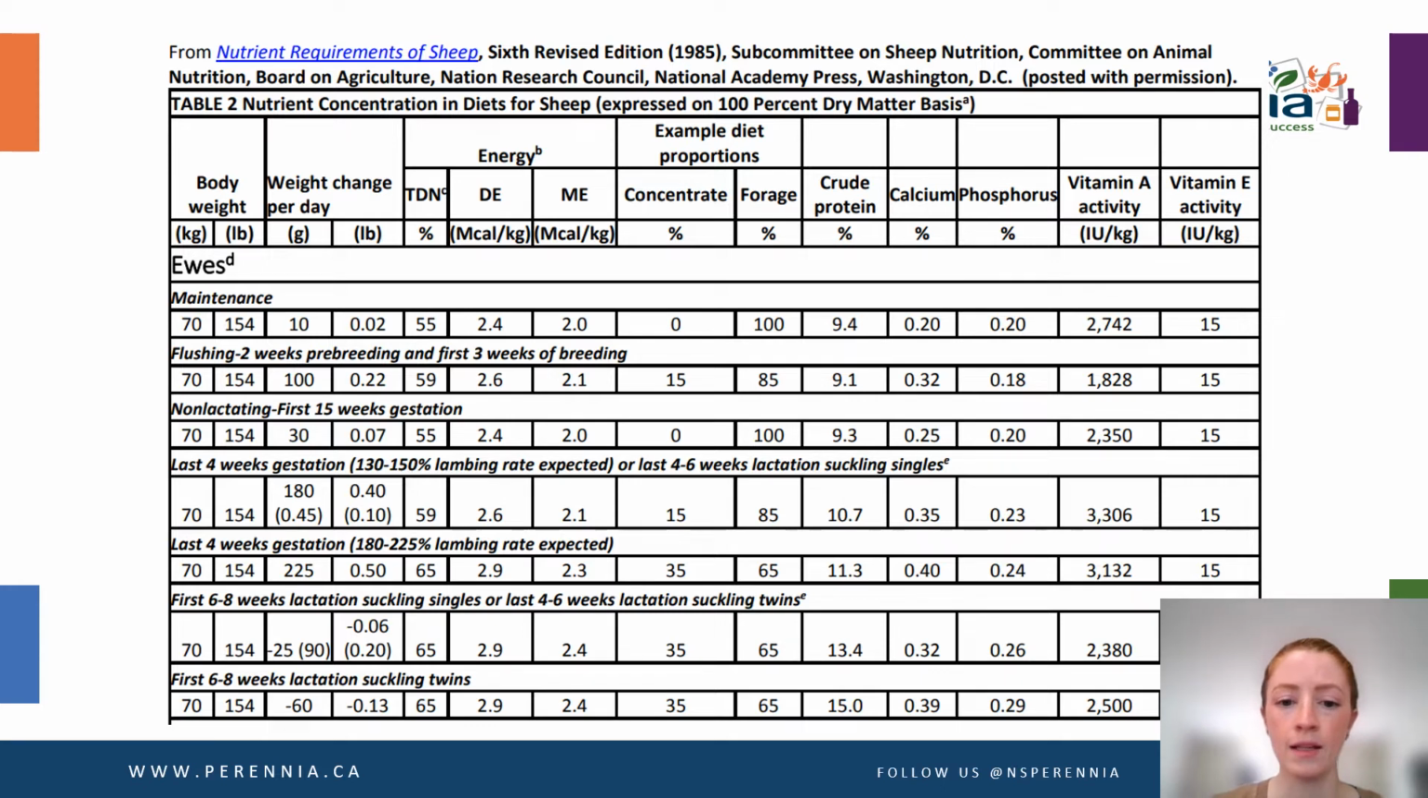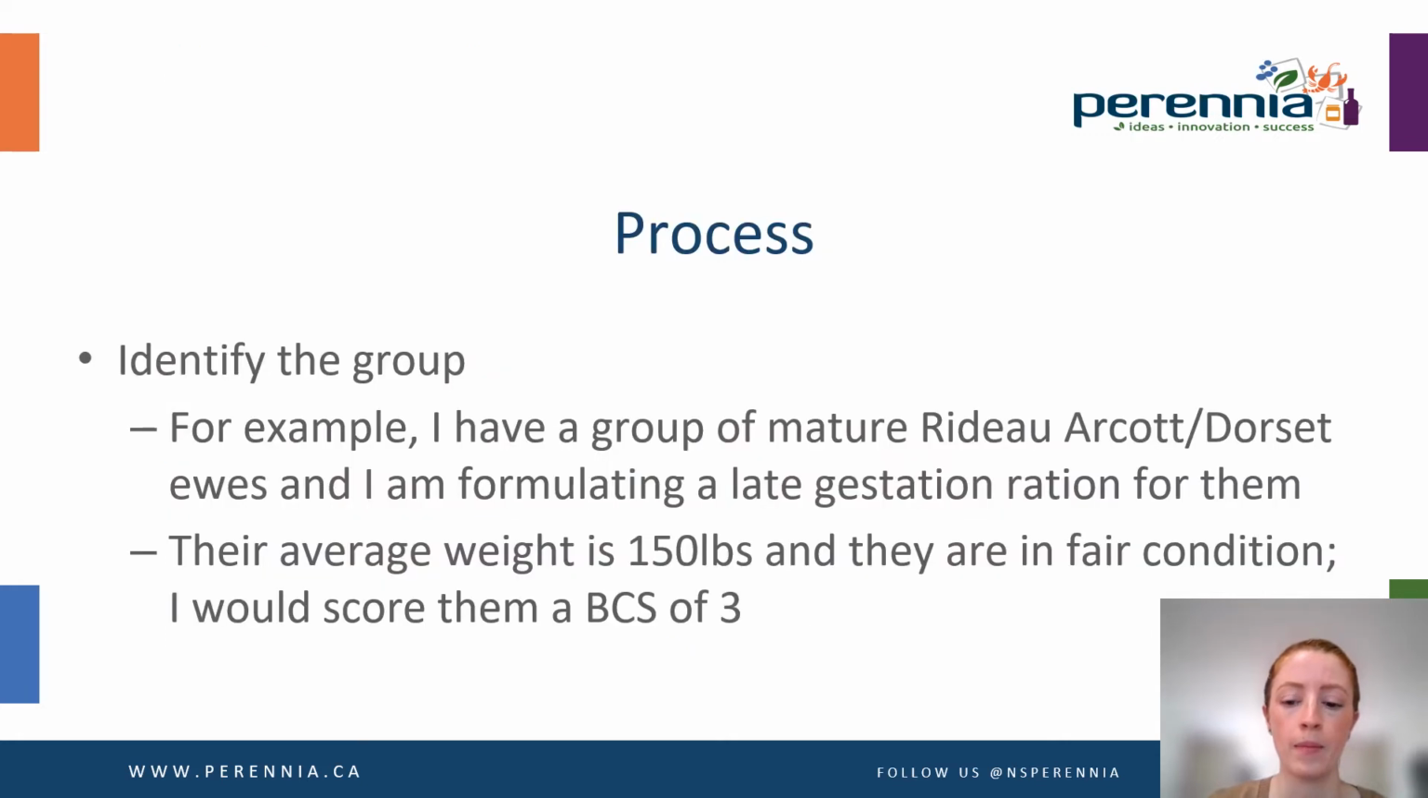So again, these numbers can seem kind of overwhelming at first when you're first looking at it. But once you know what you're looking for, it's very easy to use. So the process of figuring out how much I'm actually going to need to supply to my animals, the first step is to identify the group. So I'm going to pretend that I've got a group of mature Rideau Dorset crossbred ewes, and they're in their late gestation, and that's the ration that I want to put together for them.